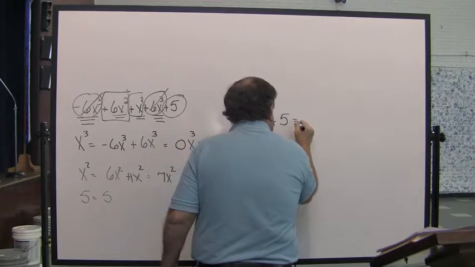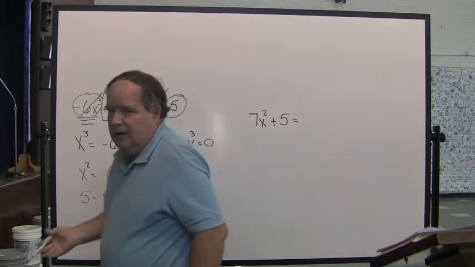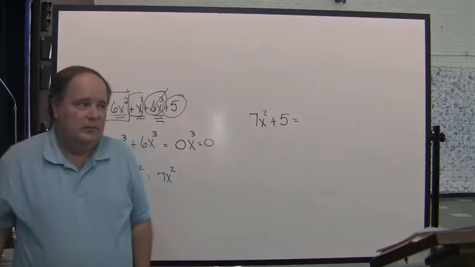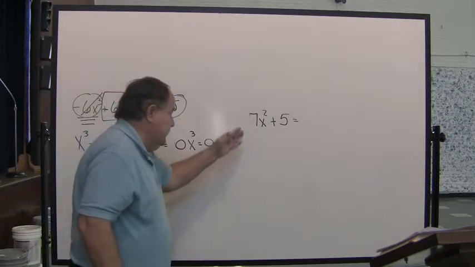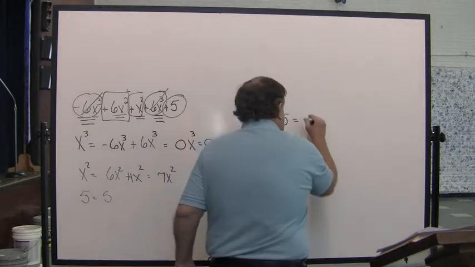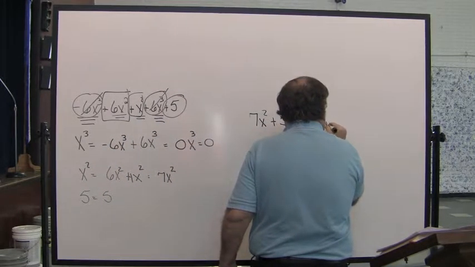Now, my question to you is, what's the degree of this binomial? Well, it's the highest exponent. So in this case, the degree would be 2. Okay, so the degree here is 2.